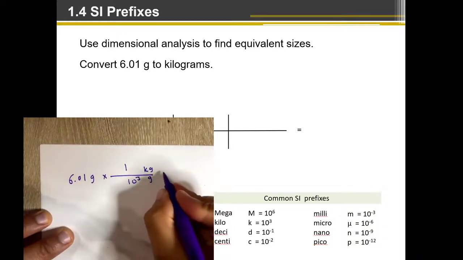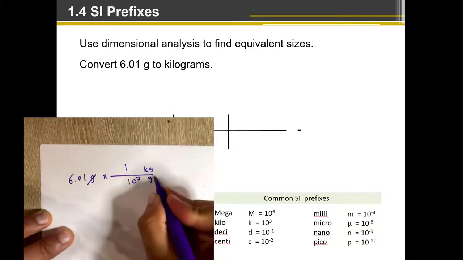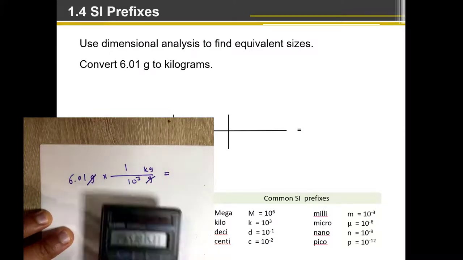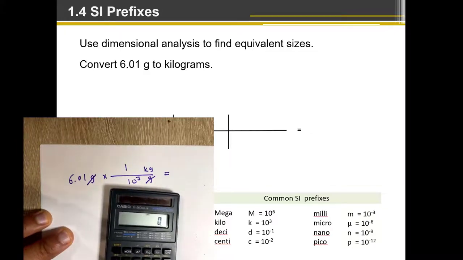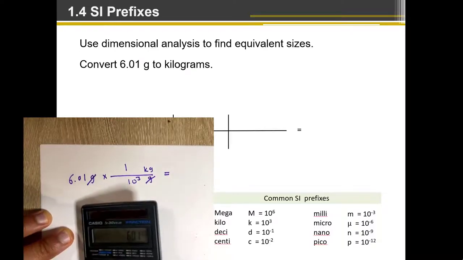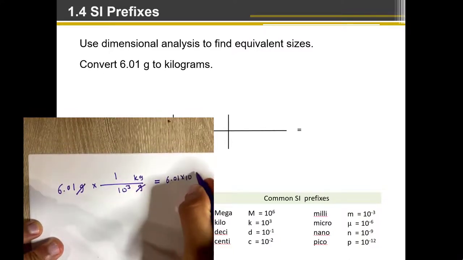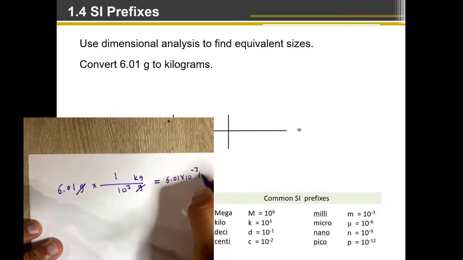So when we carry out the calculation, it's going to cancel grams with grams, and it's going to give you a number in kilograms. So it's going to be, again, 6.01 divided by 10 to the power 3, which is the same thing as multiplying it times 10 to negative 3, whichever way you want to do it. So let's divide it by 1,000. That's going to be 6.01 times 10 to negative 3 of a kilogram.